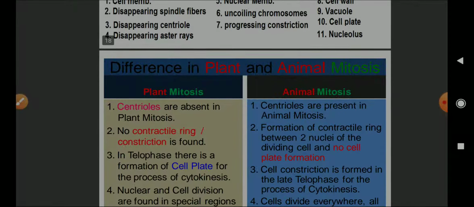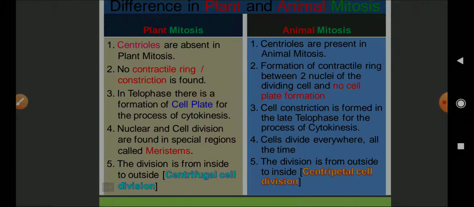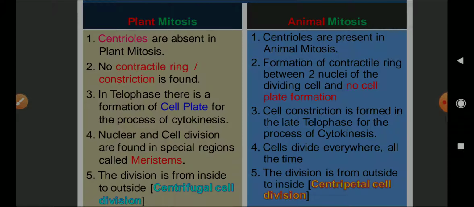So this is the difference between animal mitosis and plant mitosis. Let us see plant mitosis. In plant mitosis, centrioles are absent. In animal mitosis, centrioles are present. Here no constriction or contractile ring is found, and here formation of constriction or contractile ring is found, but no cell plate formation. Third point, in telophase there is formation of cell plate. Here in telophase constriction is formed. Here nuclear and cell division is found in special regions like meristem. Here it is seen everywhere.